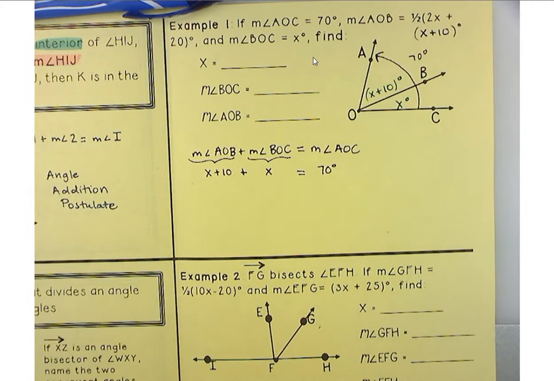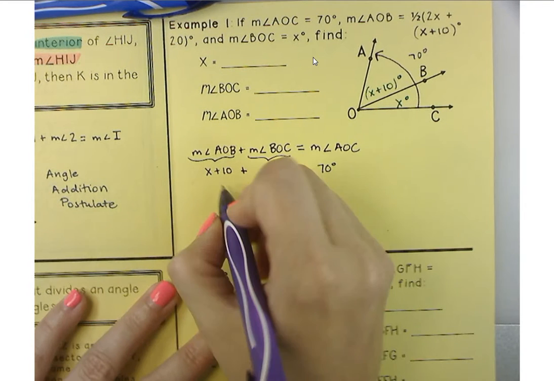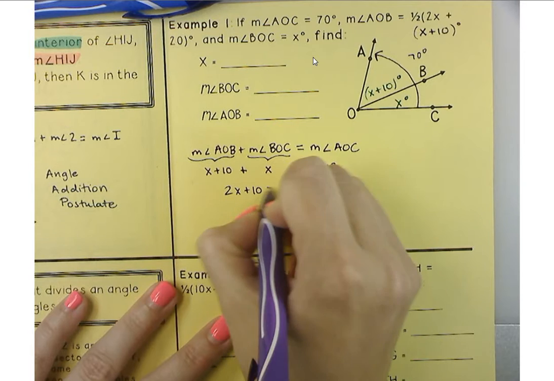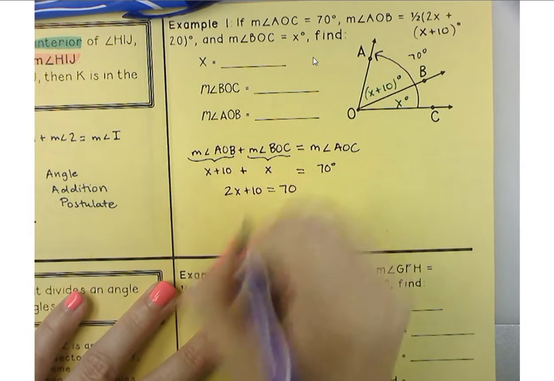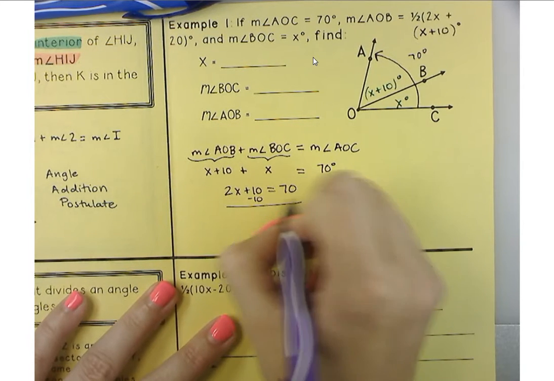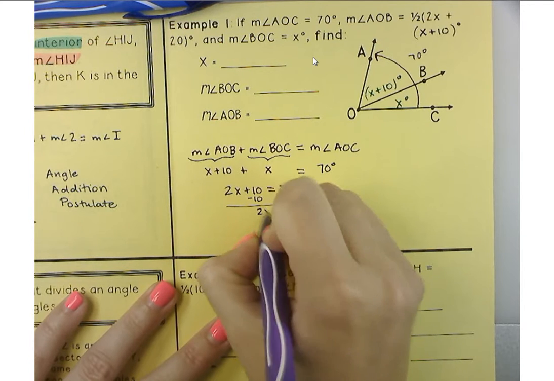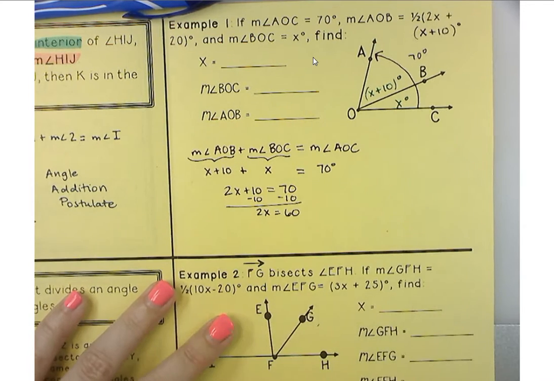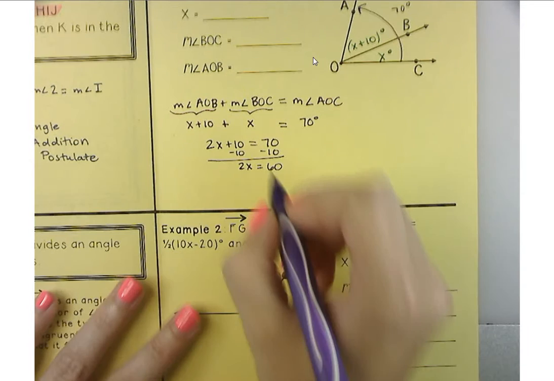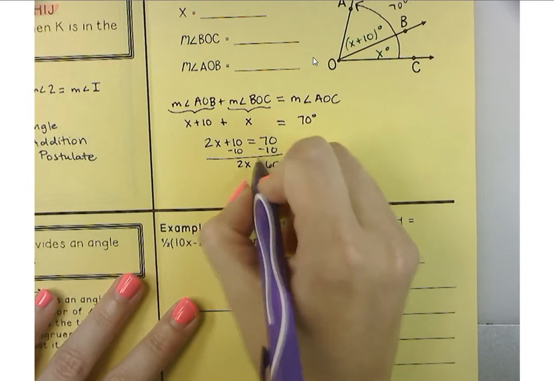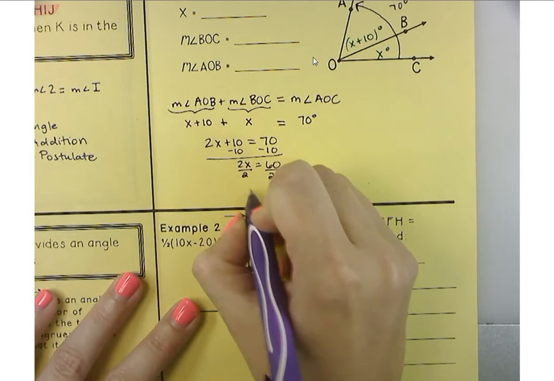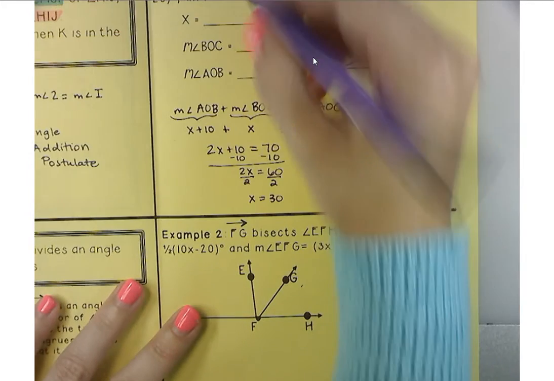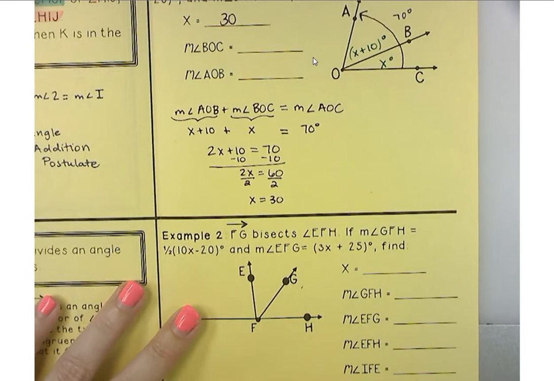The toughest part is setting up the equation. Once you have the equation set up, you're just using algebra. We're going to combine our like terms. x and x will be 2x plus 10. Once we have the equation set up, feel free to work ahead of me, because I know a lot of you are comfortable solving equations. Once you subtract 10 from each side, you need to divide by 2. Your x value will be 30. That's the first thing I had to find, so I'm going to go ahead and put that on my line.